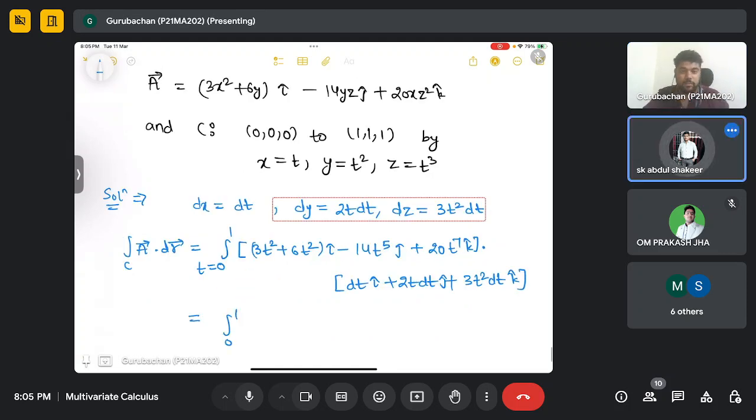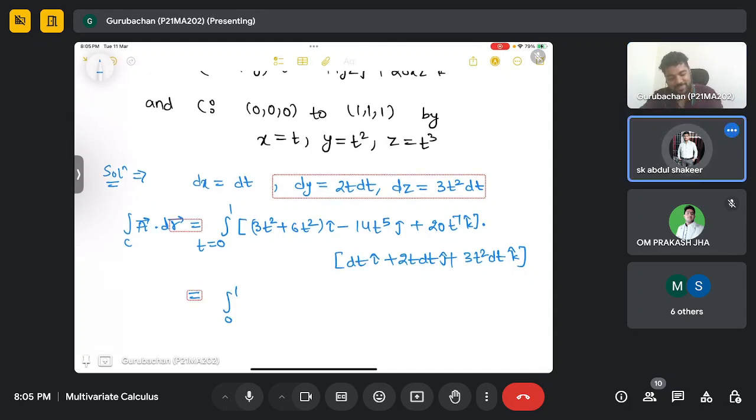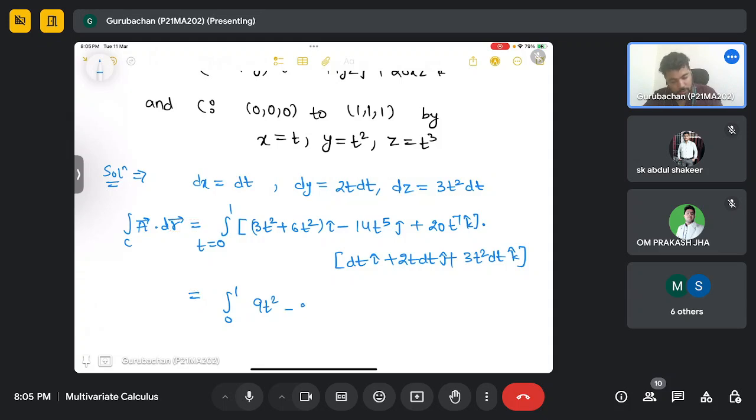Yes, sir, answer five. Good. Correct this time, first attempt. Thank you, sir. So here it will be 9t square minus 28t to the power 6 plus 60t to the power 9 dt.